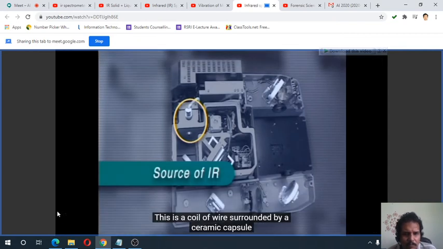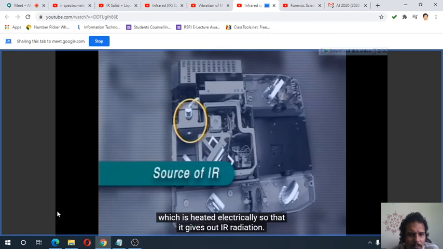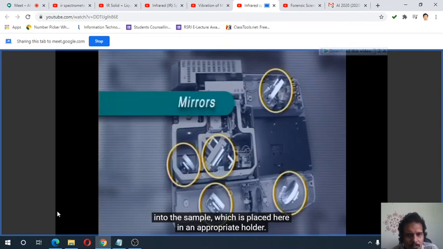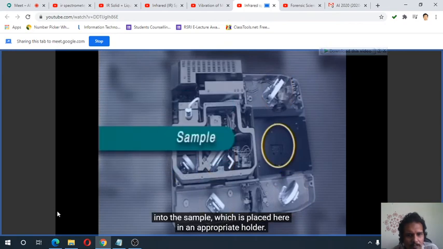This is a coil of wire surrounded by a ceramic capsule, which is heated electrically so that it gives out IR radiation. In other words, heat over a whole range of frequencies. The IR radiation goes via a series of mirrors into the sample, which is placed here in an appropriate holder.